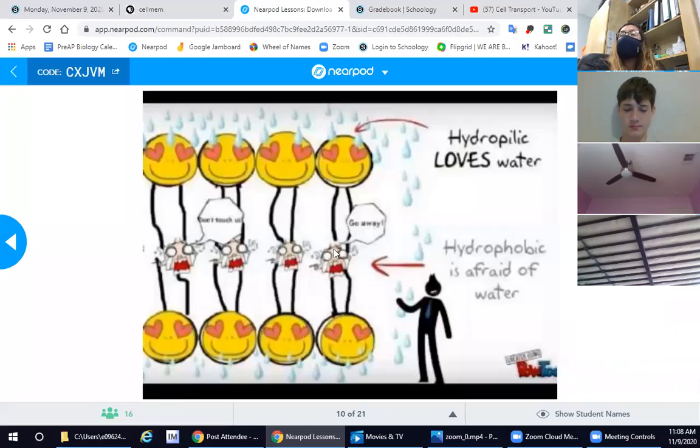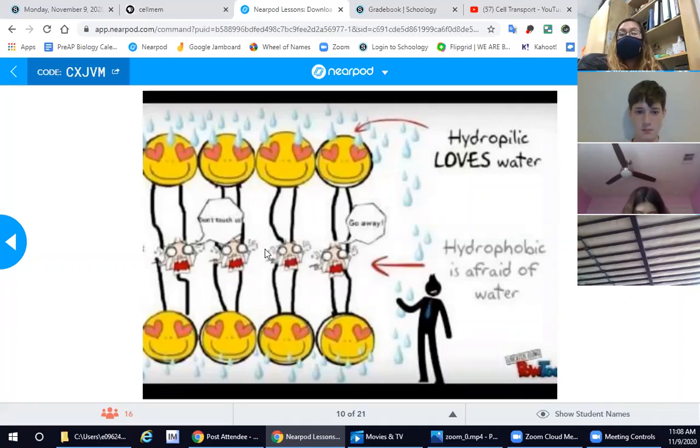And the tails hate water, so we call them hydrophobic. How many of you have a phobia? Does phobia mean you love something, or does phobia mean you're scared of something and you hate it? Hopefully you know that phobia means you don't like it. You don't want anything to do with it. So the lipids are hydrophobic. They're afraid of water. They don't want anything to do with water.